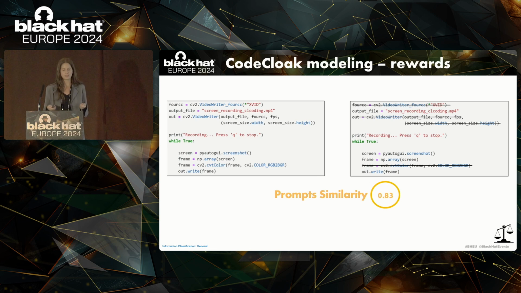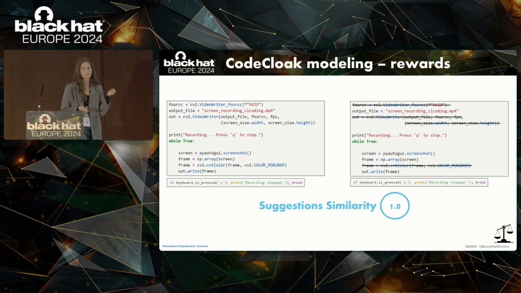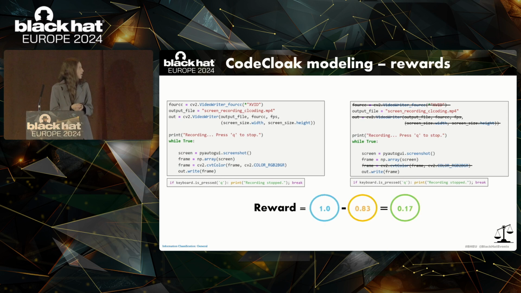So let's see an example of how it is calculated in practice. Let's take the prompt that was manipulated from our last example, and the original prompt. Based on the CodeBLEU score, we can see the similarity is 0.83. Now, these are the suggestions that were offered by the AI code assistant. Because the suggestions are exactly the same, the CodeBLEU score will be 1. And now, because we want to maximize the difference between the prompts and minimize the difference between the suggestions, the reward is calculated as the CodeBLEU score of the suggestions minus the CodeBLEU score of the prompts.